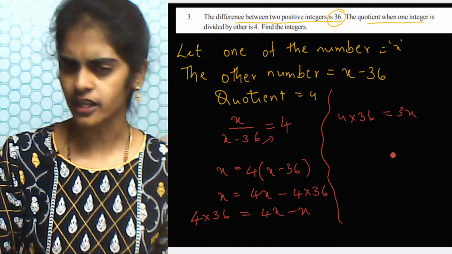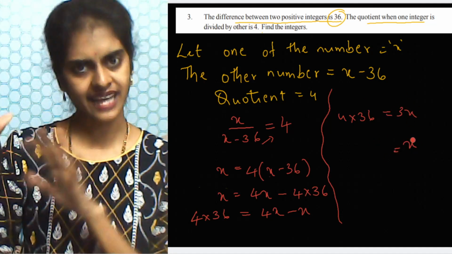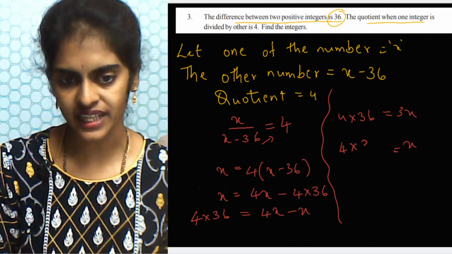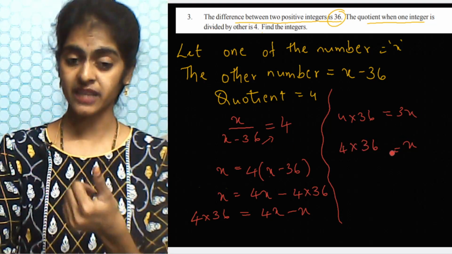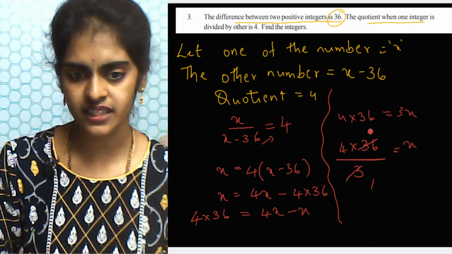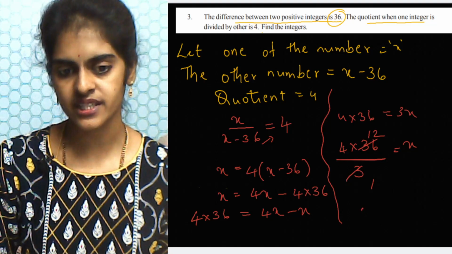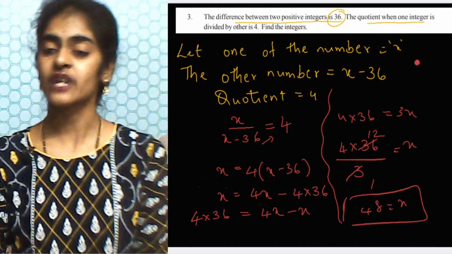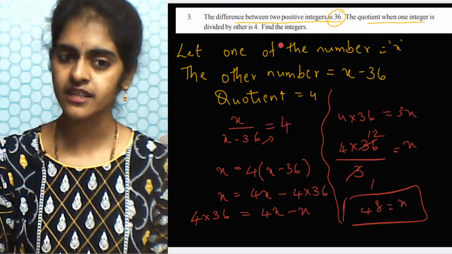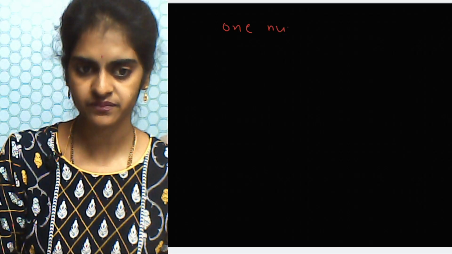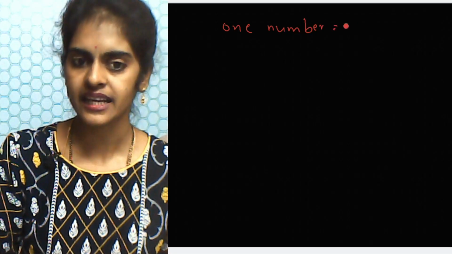I just want the value of x, so keep x on the RHS and send 3 to the LHS, so it becomes 4 into 36 divided by 3. This 3 is in multiplication, and transposing it to the LHS it becomes division. Now 3 ones are 3, 3 twelves are 36, so 4 twelves is 48, so x is 48. So the number is 48. So one number is 48.